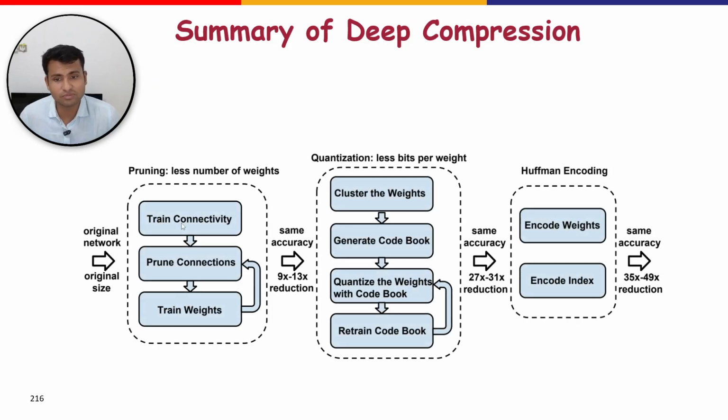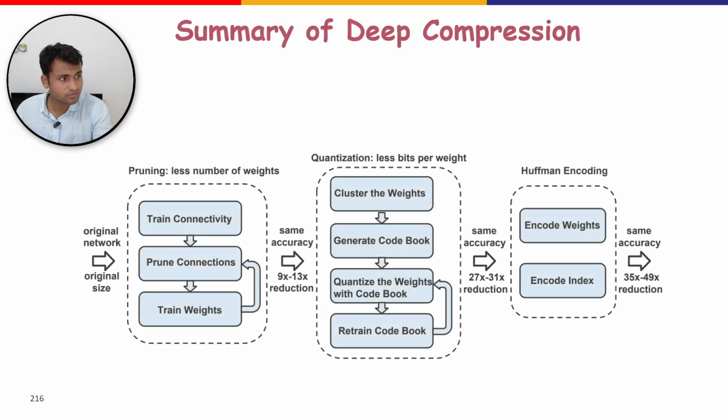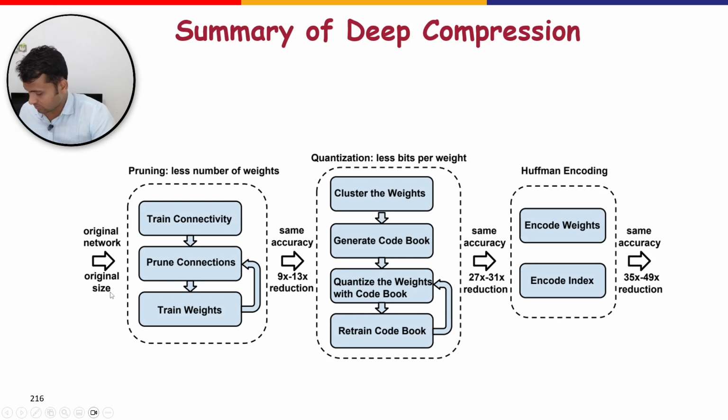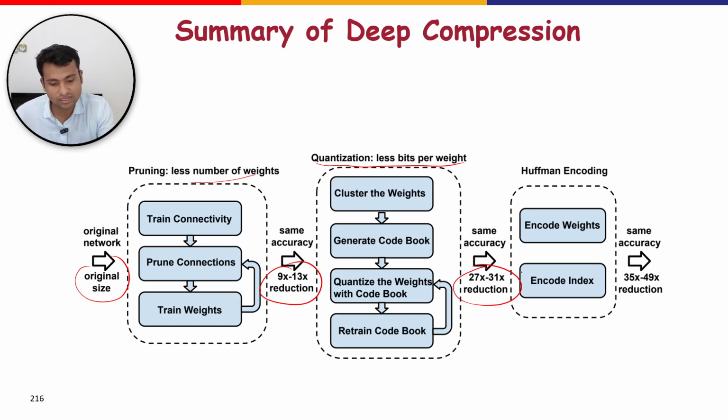So as a summary of deep compression, we have the original network with the original size here, and then pruning, which we're going to discuss later. We get almost 10 times reduction by pruning, so a lesser number of weights. Then we do the quantization, which is fewer bits per weight, and we get 27x to 30x reduction. And finally we do Huffman encoding. These two are industry standard, we definitely do them in our FPGAs as well.